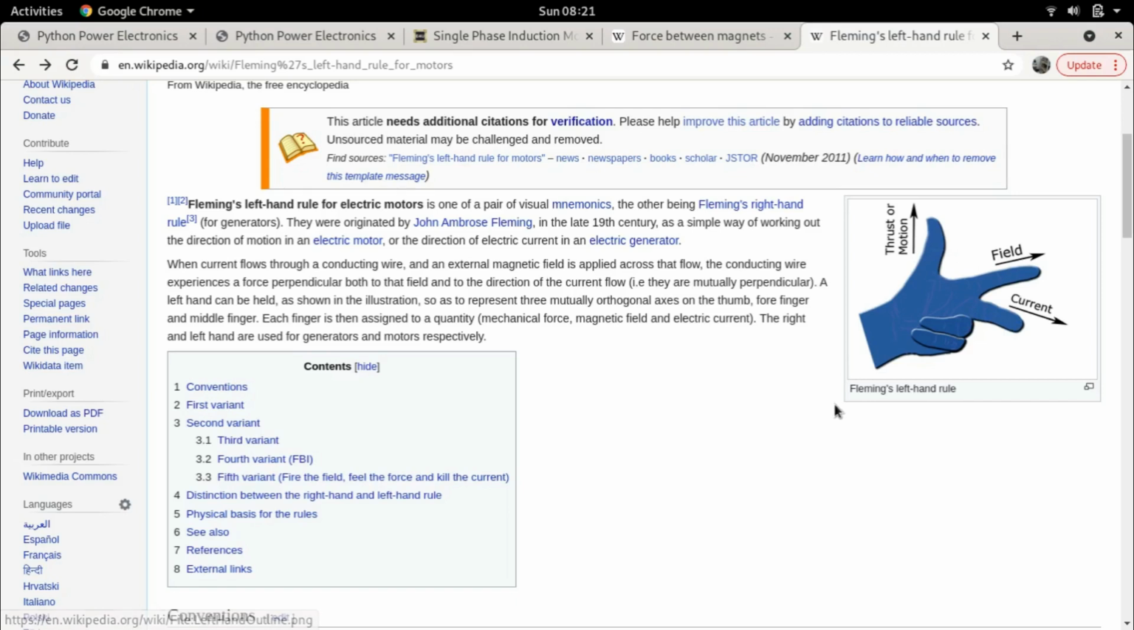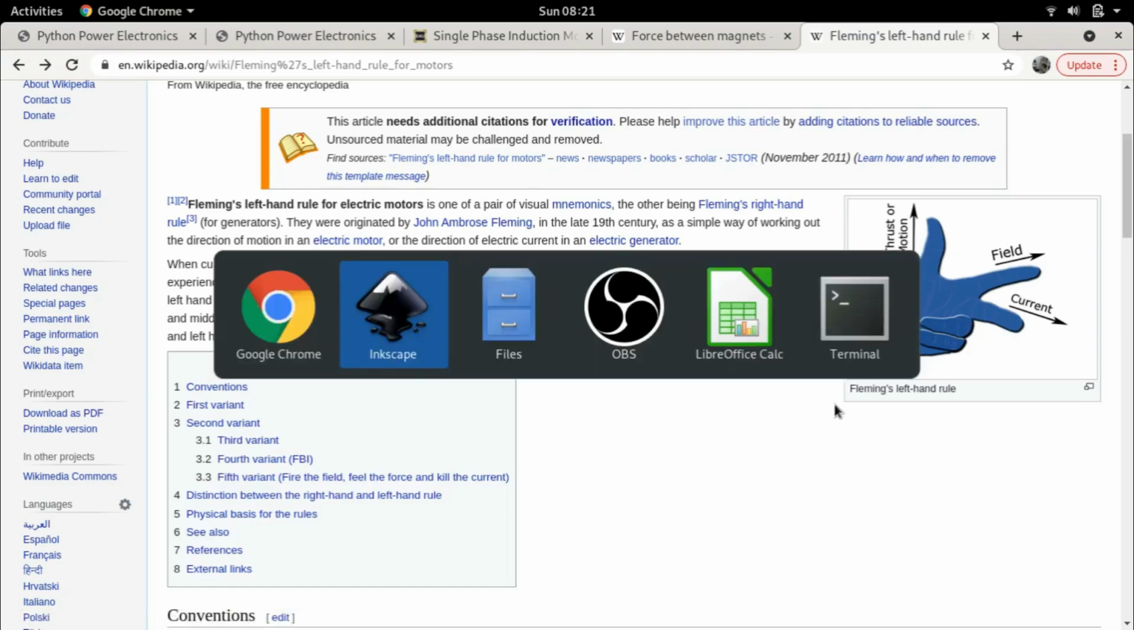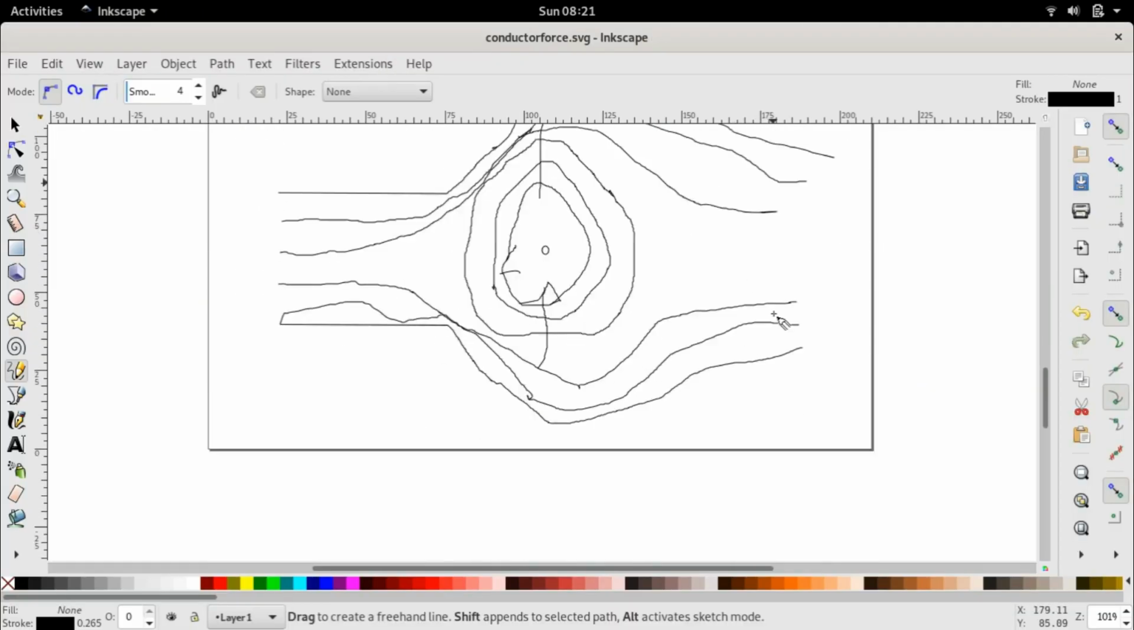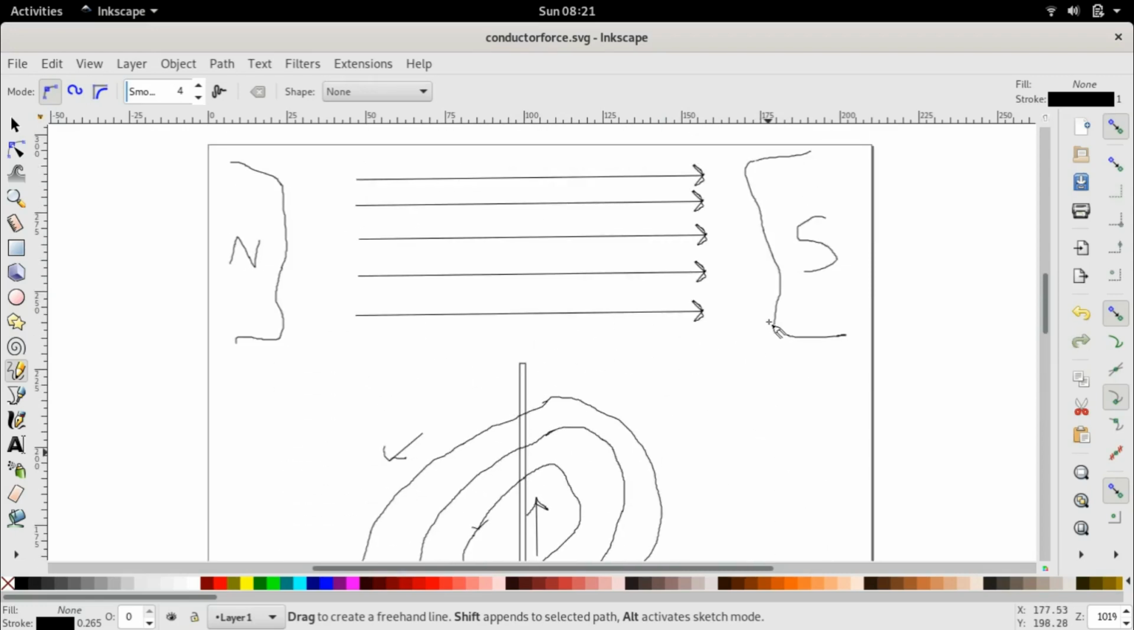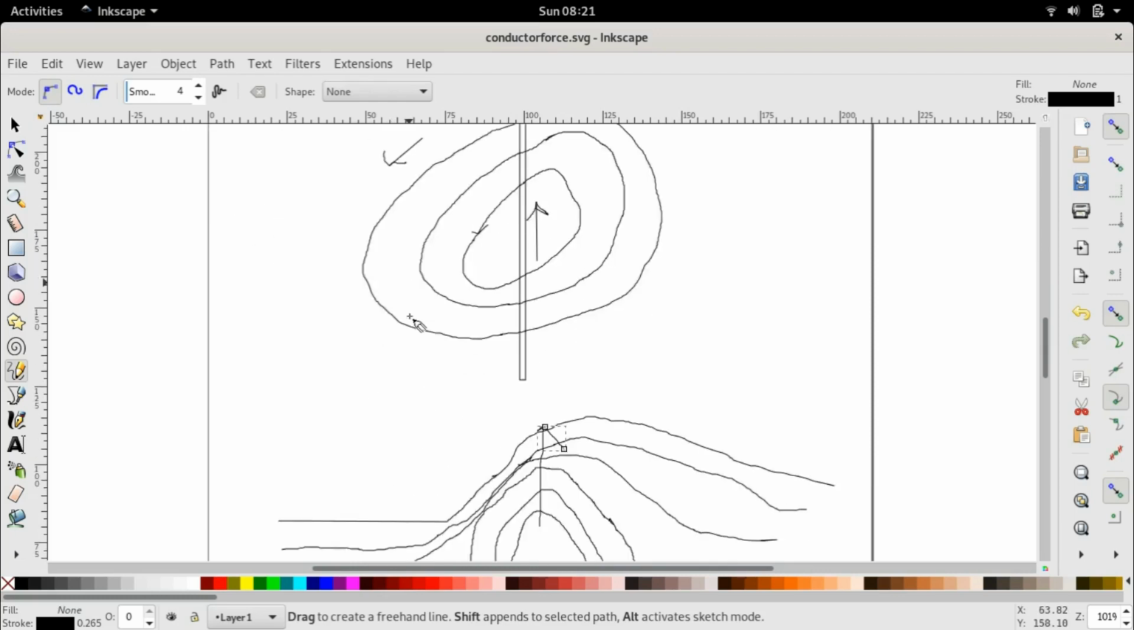So let's now go over to our diagram and find out how that will be. If I now point, I would say use your left hand here. My left hand, I am using the forefinger from the left to the right because the forefinger points in the direction of the external magnetic field.